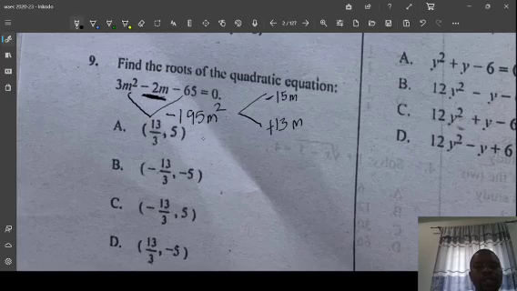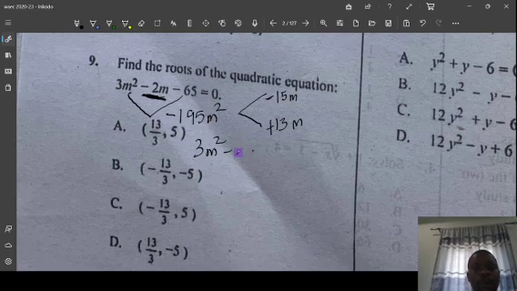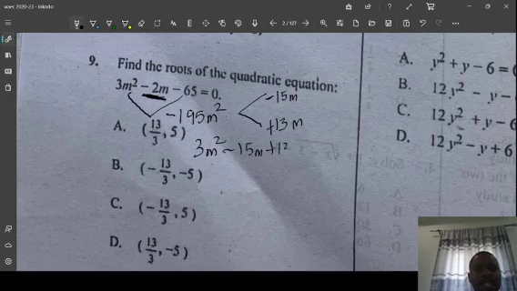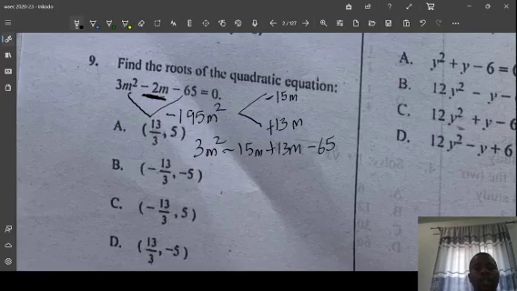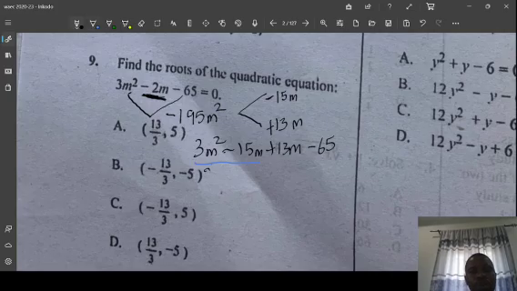So writing that equation again, instead of minus 2m, that's what I'm replacing. I'm going to have 3m squared minus 15m, all right, plus 13m minus 65, all right. So now looking at these first two terms, what is common to both? 3m is common to both. So I'm going to bring out 3m. I'm left with m minus 5.